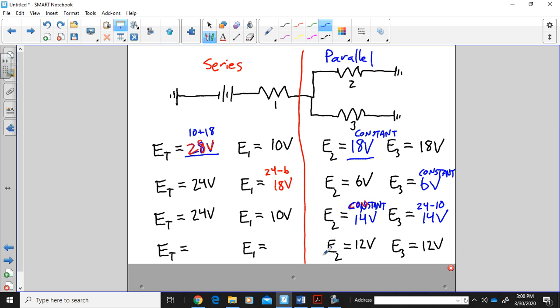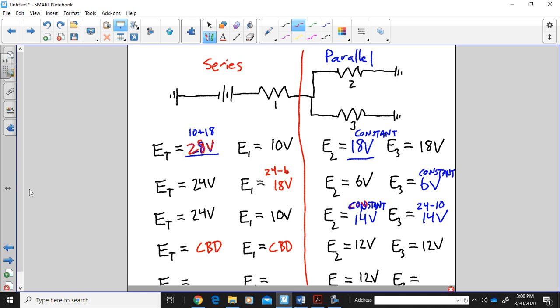Alright, another example. 12 volts here, 12 volts here. What's going to be for E1 and ET? Alright, so this is a CBD problem. Okay, cannot be determined. I would need one of these. I know the total is going to be more than 12. I don't know how much more than 12 because I don't know a voltage for E1.